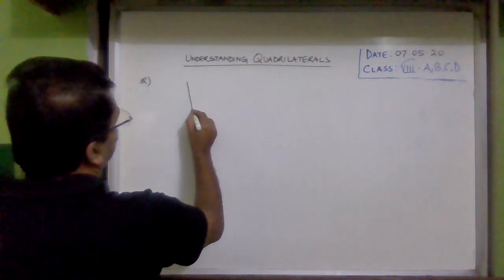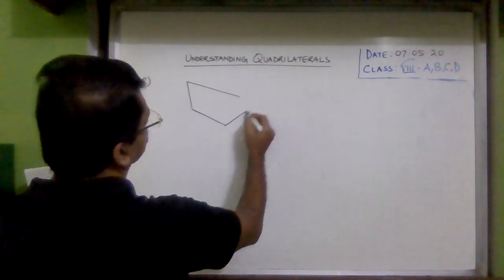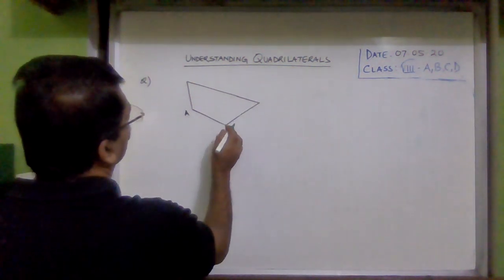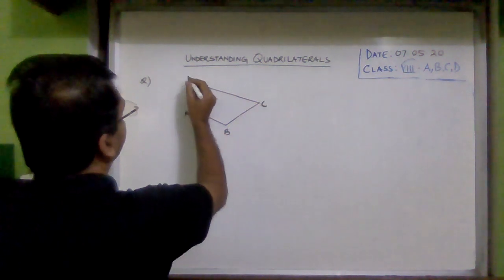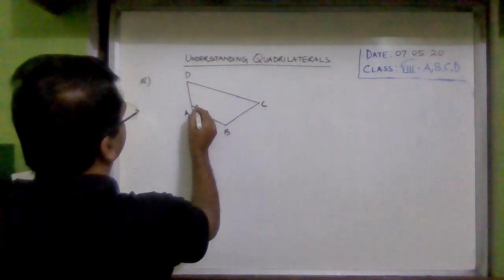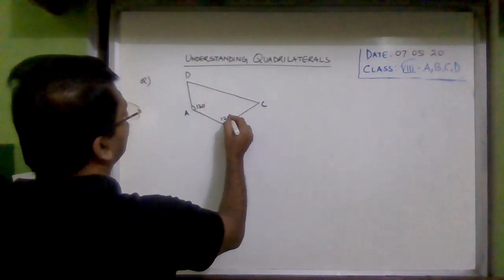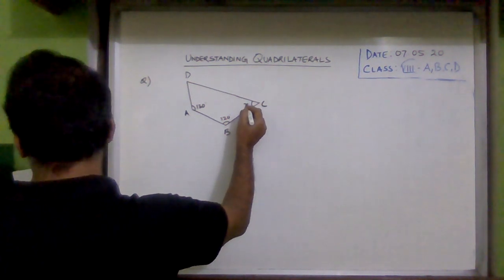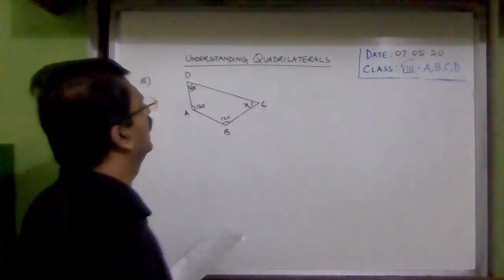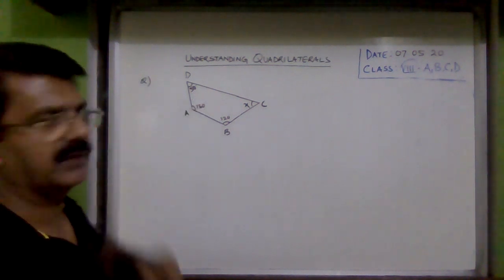The first question: ABCD is a quadrilateral. Angle A is given 130 degrees, angle B is given 120 degrees, angle C is given X, and angle D is given 50 degrees. Now you have to find the value of X.